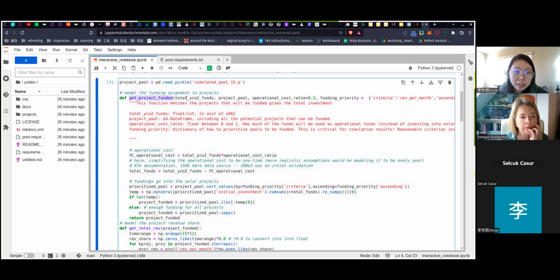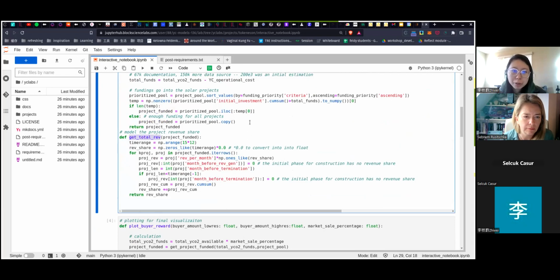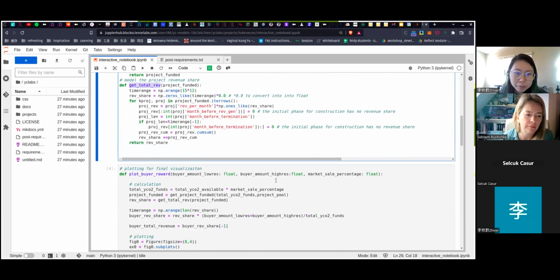And then we need to first decide, after having this YCO2 token sale and a lot of funding, and excluding all the operational cost that Sebnem just mentioned, for the rest to go into the new projects, which of those projects will be funded? Here we have different funding priorities to set. Do we want to fund projects that have the highest revenue, or projects that start to generate revenue sooner, or different ways to decide what projects are funded by setting different parameters here. And then from those projects that will be funded, we can get the total revenue once these projects go into operation, how much revenue, for how long, etc.